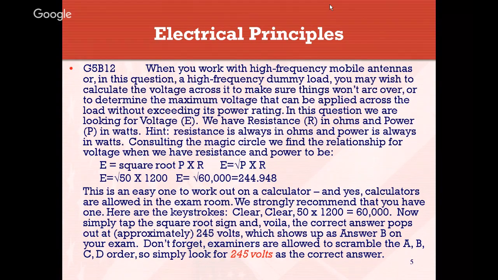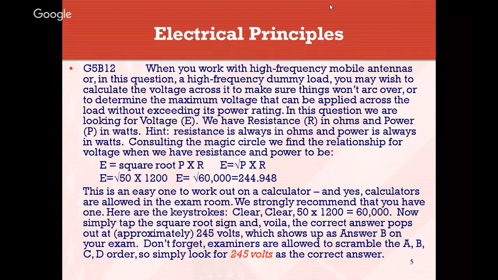At any rate, when you consult that magic circle that I had up there a little bit ago, we find the relationship for voltage when we have resistance and power to be E is equal to the square root of power times resistance. And you can see the formula there. So it's an easy one to work out on your calculator. And predominantly what you're going to do is take the ohmage, 50 times 1200 equals 60,000. Now simply tap the square root sign and voila, the correct answer pops up, which is approximately 245 volts. And this shows up as answer B on your exam.